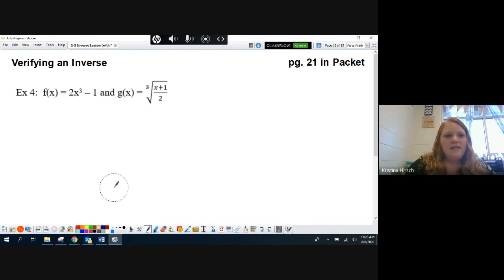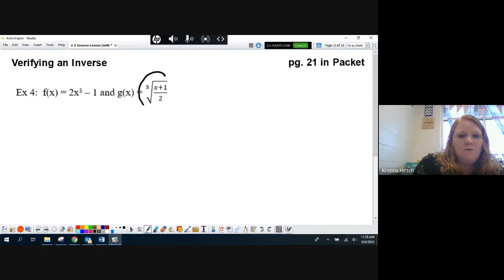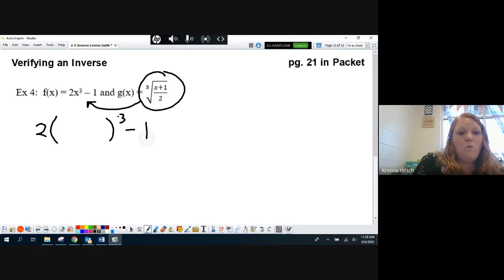All right, one more example. All right, so this one's definitely uglier. All right, so again, I'm going to start with this one and I'm going to substitute into the f of x function. So I'm going to have 2 times something cubed minus 1. And then all of this is going to filter in. So cube root x plus 1 over 2.